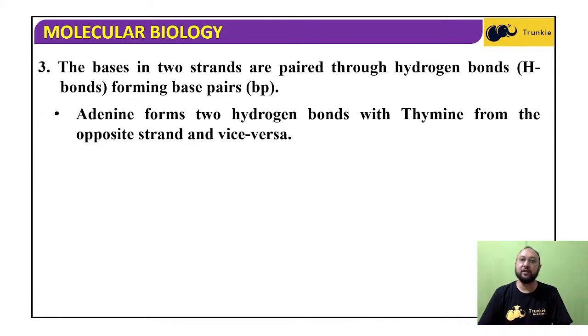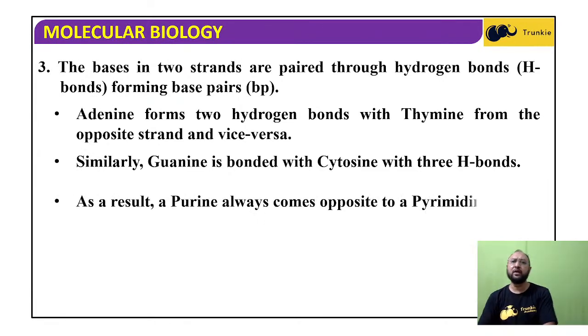Adenine forms two hydrogen bonds with thymine from the opposite strand, and vice versa. If one strand has thymine, the other will have adenine, and they are joined by two hydrogen bonds. Similarly, guanine is bonded with cytosine by three hydrogen bonds. As a result, a purine always comes opposite to a pyrimidine. There are two types of nitrogenous bases, purine and pyrimidine, and a purine will always come opposite to a pyrimidine.